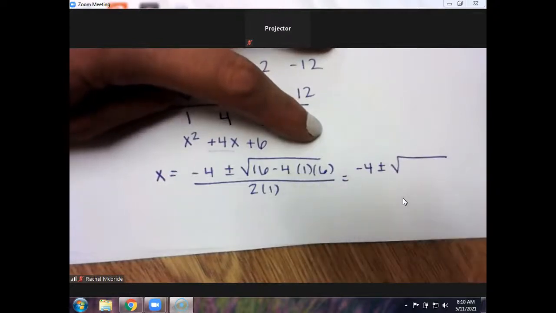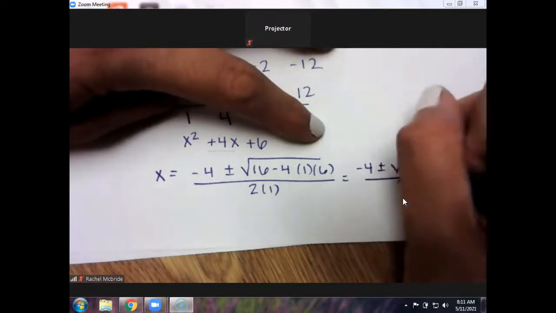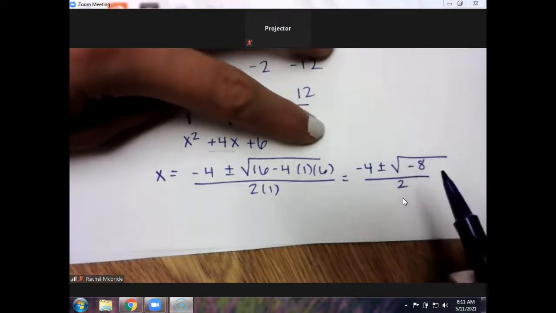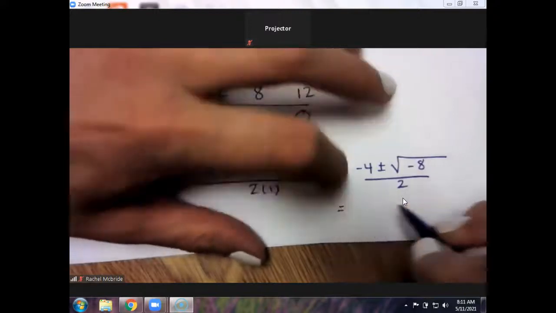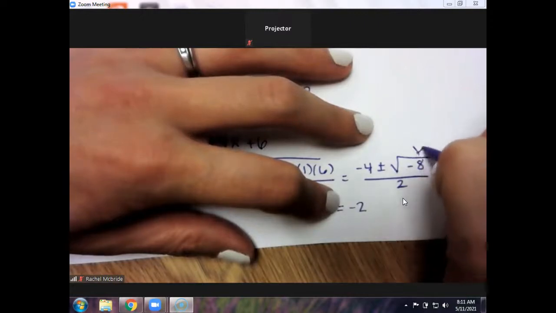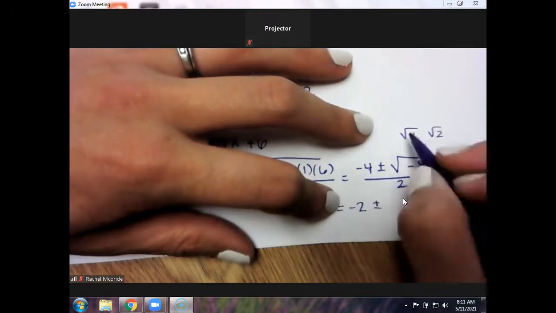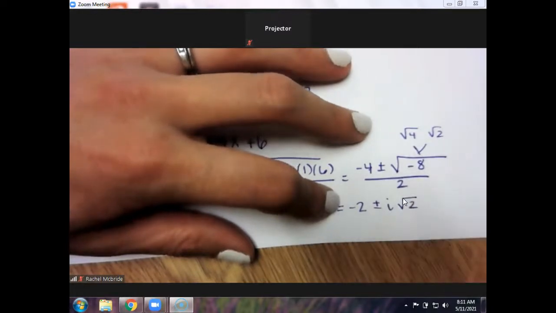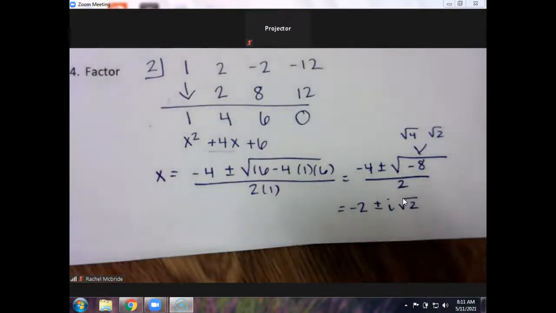So 4 times 6 is 24. 16 minus 24 gives me negative 8. So again, that shows me my imaginary solution. So negative 4 divided by 2 is negative 2. The square root of 8 is kind of like the square root of 4 and the square root of 2. So that brings out a 2, and 2 over 2 is 1. So I get negative 2 plus or minus i square roots of 2.